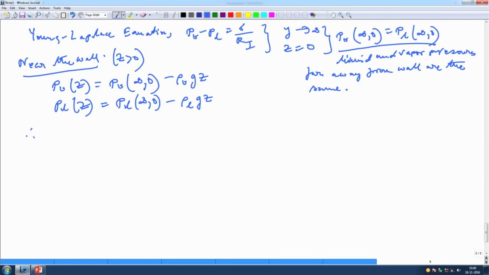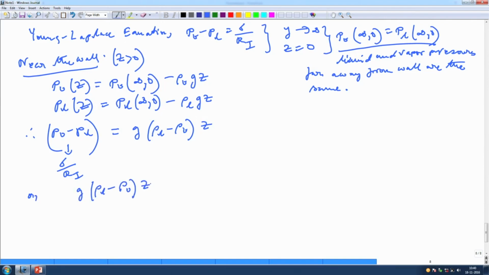Now, in this particular case, PV minus PL, which is basically the pressure difference across the interface, should be equal to g (rho L minus rho V) into Z. This is nothing but your sigma by Ri, or in other words, g (rho L minus rho V) into Z should be equal to sigma divided by Ri, and 1 by Ri we have already written the expression for.